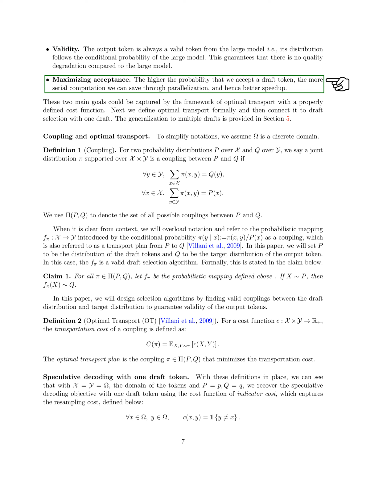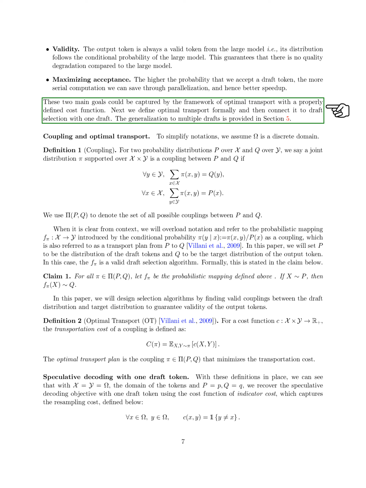The higher the probability that we accept a draft token, the more computation we can save through parallelization, leading to better speedup. These goals align with the framework of optimal transport with a properly defined cost function. We formally define optimal transport and connect it to draft selection with one draft, with the generalization to multiple drafts provided later.